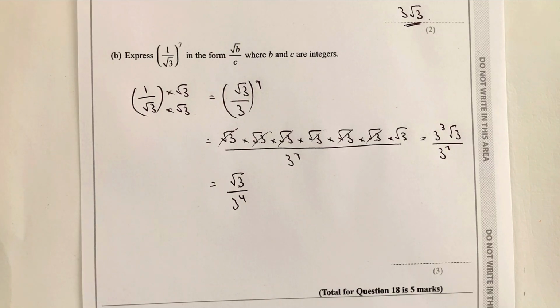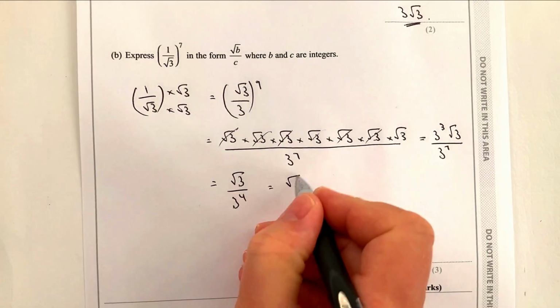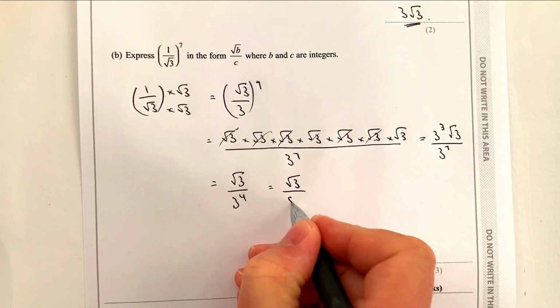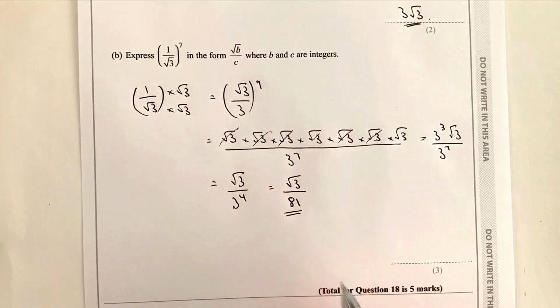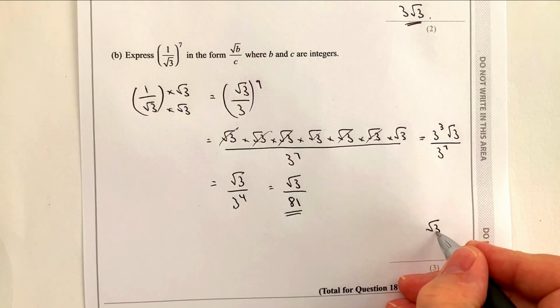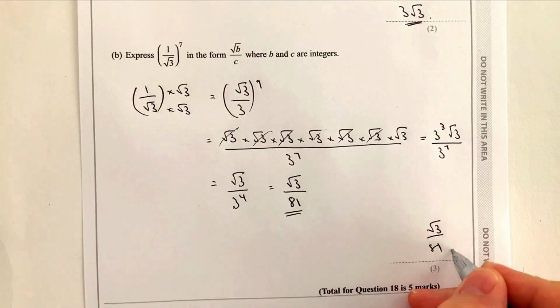Okay, if I then multiply 3 to the power of 4 out, it basically means 3 times 3 times 3 times 3. I haven't shown the calculation on this. It is a non-calculator paper, but you would need to calculate that. So at the top, I'm going to get root 3. At the bottom, I'm going to get 81, and that's actually the answer to this particular question.